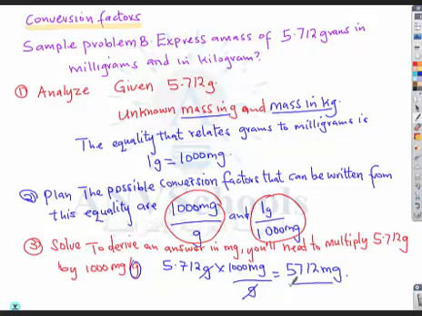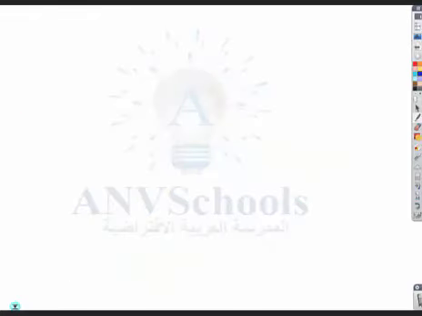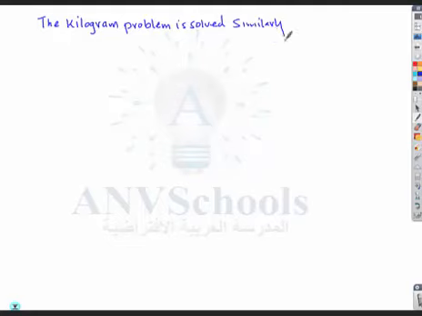Let's go and look at the conversion factors for kilograms. The kilogram problem is solved similarly, the same way we solved the milligram one. So we have 1 kilogram makes 1,000 grams.